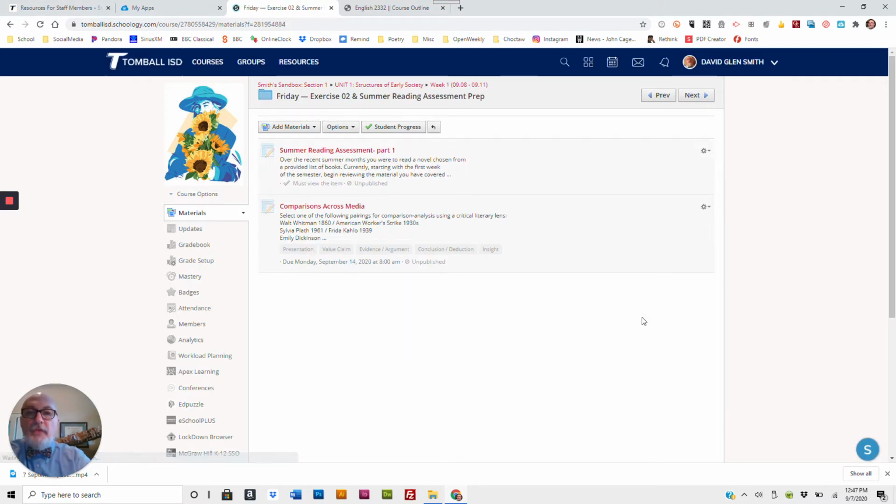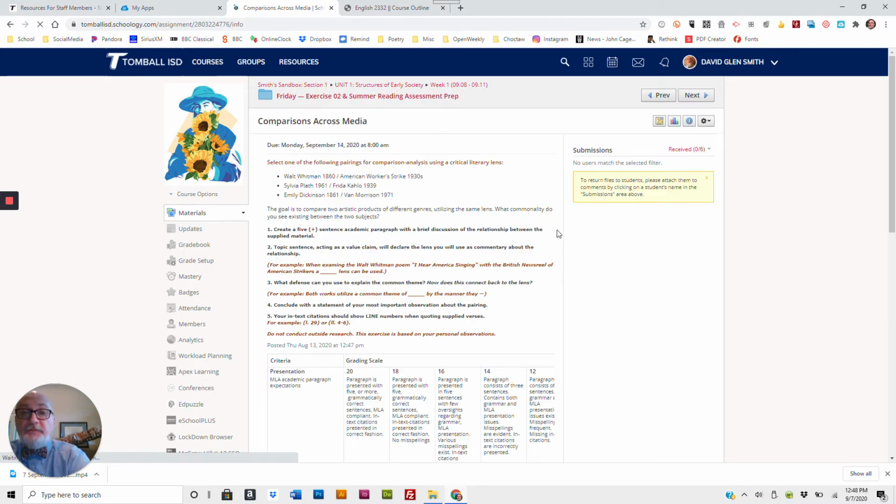Now, there are 2 exercises in the exercise folder. One is preparing you for the summer assessment. One is what is due on the 14th. I'm going to go with the one on the 14th first. This is the immediate concern. You are going to be looking at one of these 3 paired up comparisons. You're going to choose one of them, one set to compare.